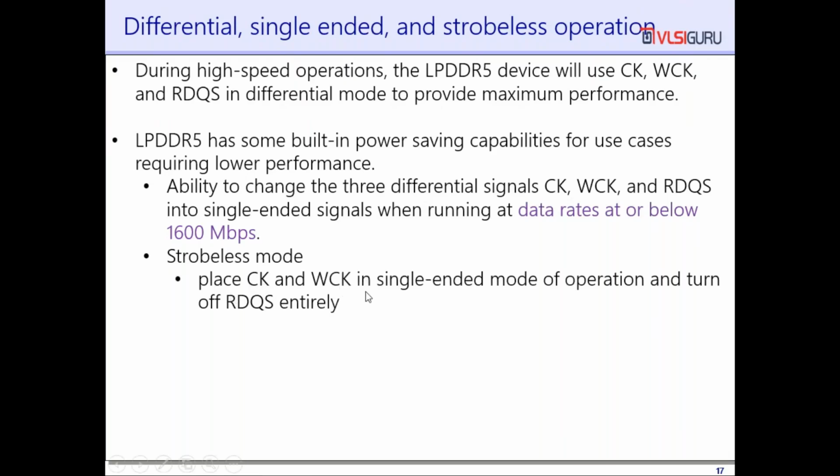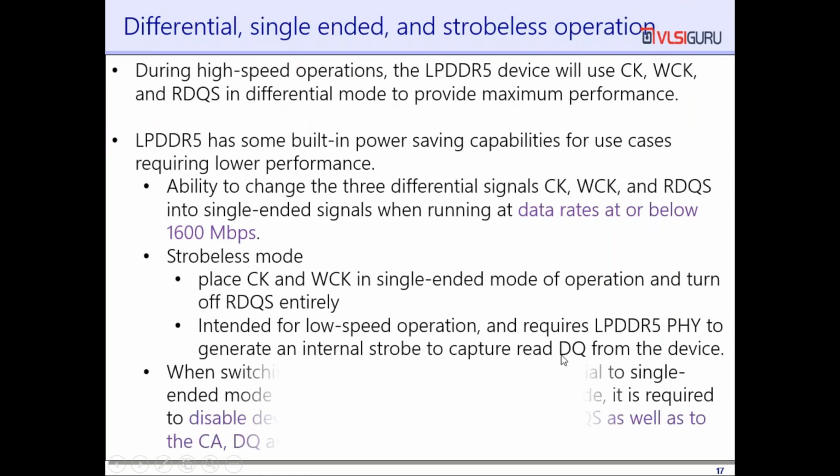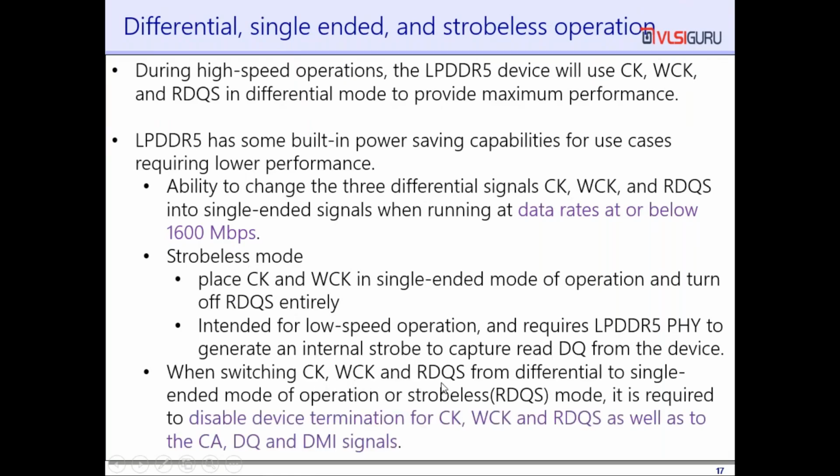Place the clock and WCK in single-ended mode operation. Turn off the RDQS entirely. Intended for low-speed operation, and it requires LPDDR5 to generate an internal strobe to capture the read DQ from the device. So when you are in strobeless operation, the controller has to generate an internal strobe to capture the read DQ. When switching clock, WCK and RDQS from differential to single-ended mode of operation or strobeless mode, it is required to disable the device termination for clock, WCK and RDQS as well as for the CA, DQ and DMI signals. So this is the penalty of switching from differential to single-ended mode.